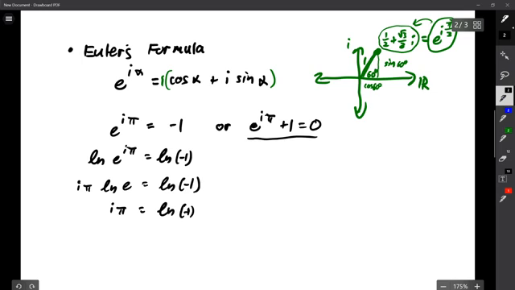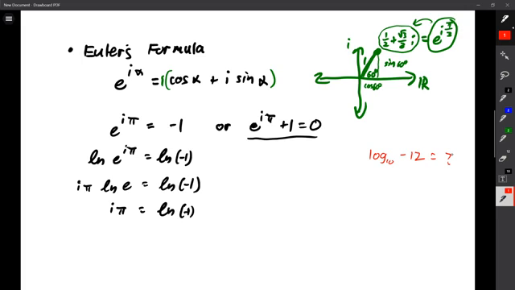Now, so far, we've said that you cannot take the log of a negative number. Because, like, if you're dealing with something like log base 10 of -12, equals what? Well, you're saying 10 to the power of what equals -12.